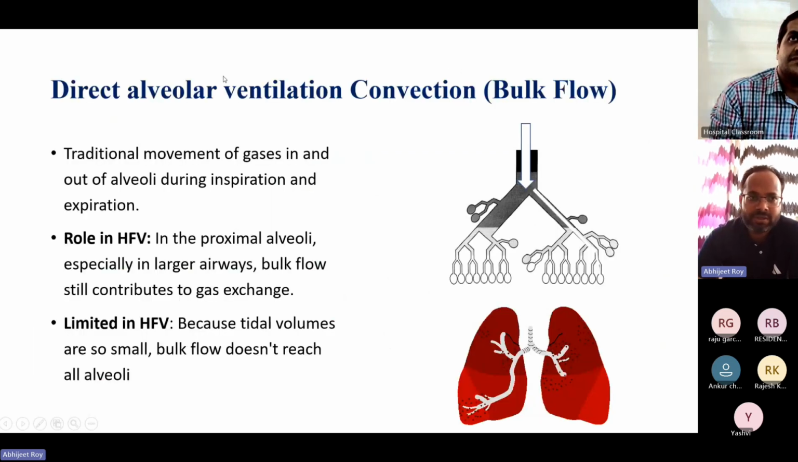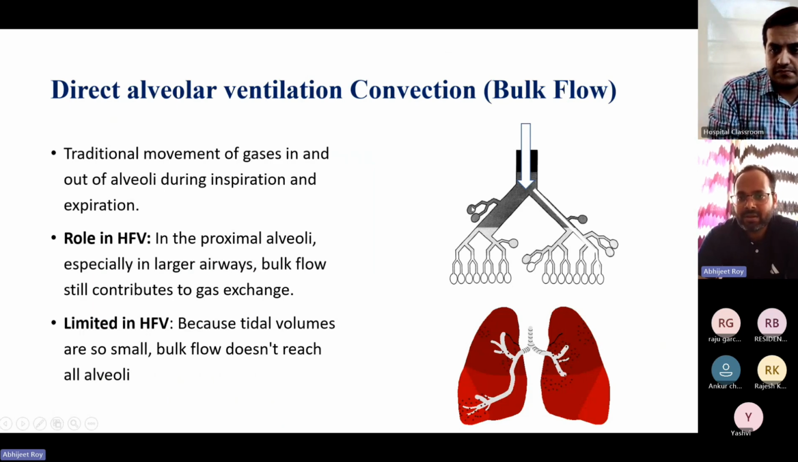So what happens in direct alveolar ventilation, that is convection or bulk flow? The proximal alveoli get aerated because of the bulk flow of the gas. But its role in high frequency ventilation is limited because, as we know, there is pressure attenuation at the distal end, so less and less gas is exchanged by this mechanism. And also the tidal volumes are small.